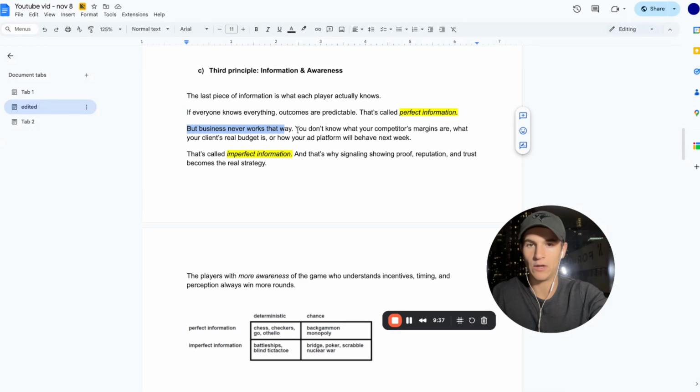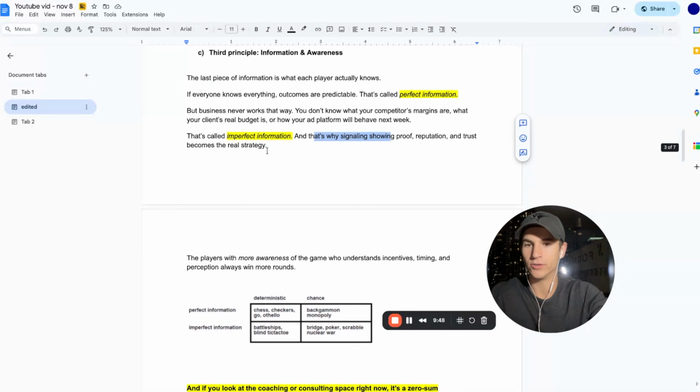But business never works that way. You don't know what your competitors' margins are, what your client's real budget is, or how your ad platform will behave the next week. That's called imperfect information. That's why signaling, showing proof, reputation becomes a real strategy.